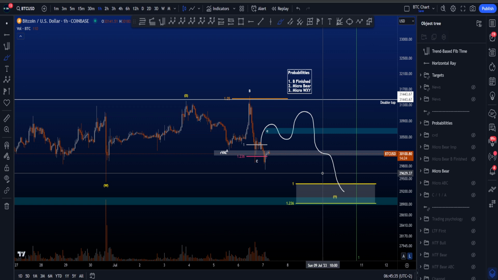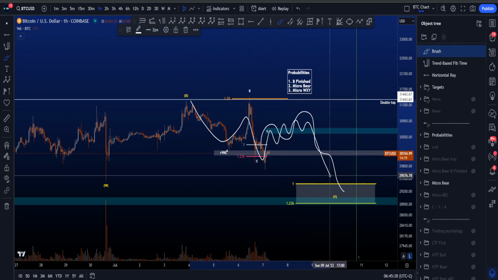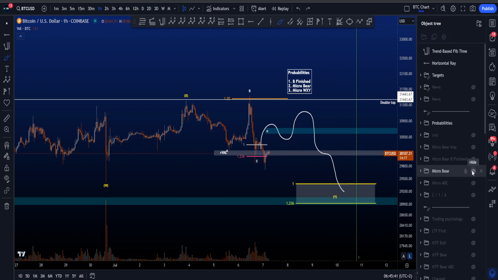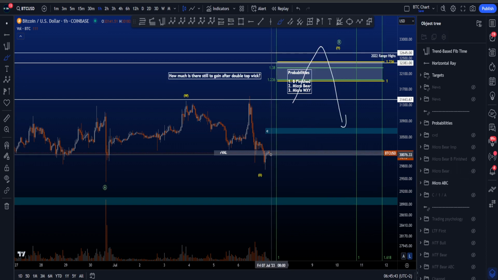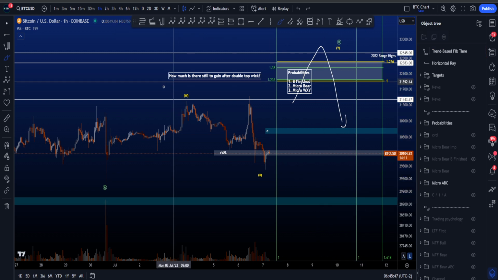On place number 2, we then have this as a regular flat, potentially a bounce and continuation, or it's actually like, I don't really have a 2 or 3. It's almost like the same probability, or we go up for B and then down for C. But again, the question, how much is there still to gain?